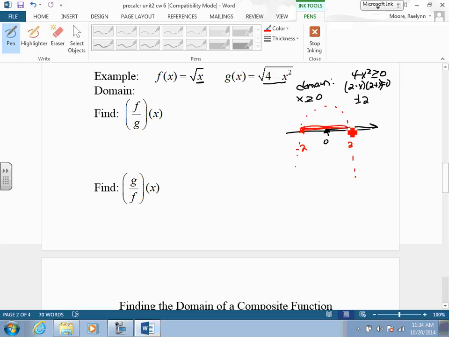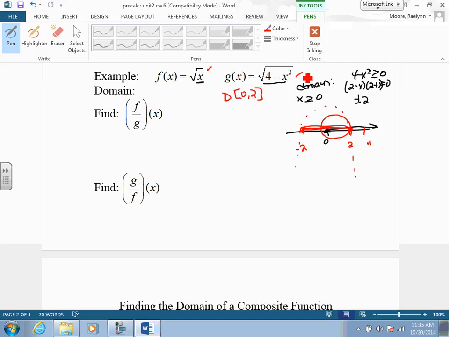Now, your domain for both of them has to be where they overlap. It has to be right here. So your domain for these two functions is from 0 to 2. That's all we can use. If we use to the left of 0, like -1, this guy won't work. If we use out here, say 4, the second one won't work. So the domain for this whole combination of functions is from 0 to 2. That's all I can use.